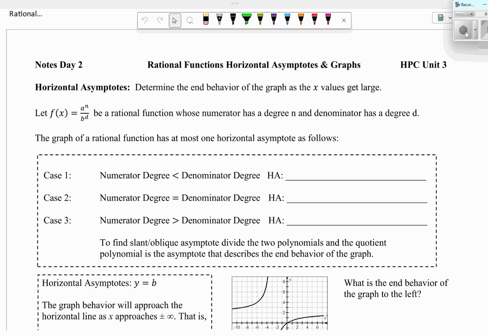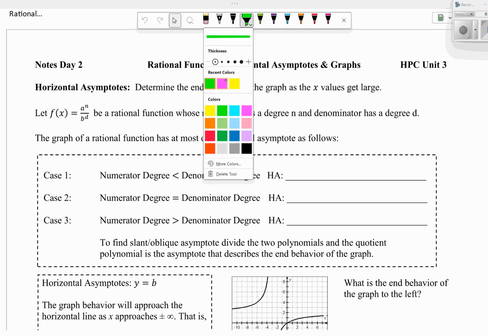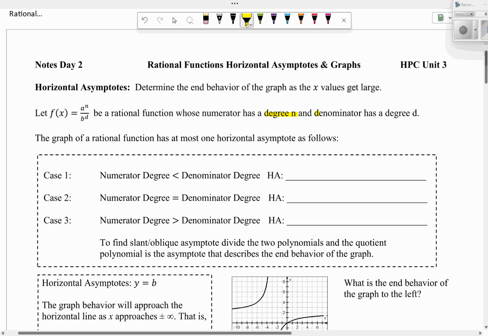So let f of x equal a x to the n over b x to the d power be a rational function whose numerator has a degree of n and denominator has a degree of d. The graph of the rational function has at most one horizontal asymptote as follows. So if the degree of the numerator is less than the degree of the denominator, this is case one, then we say we have a horizontal asymptote at y equals 0.